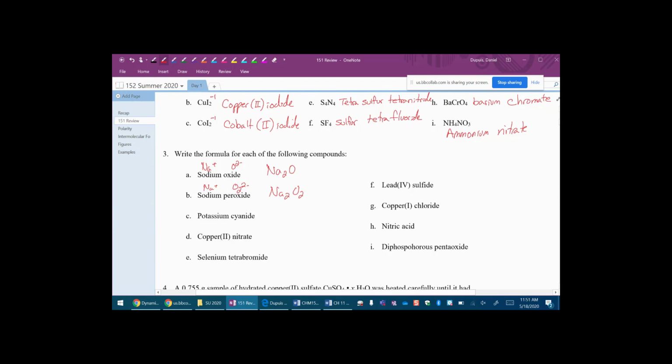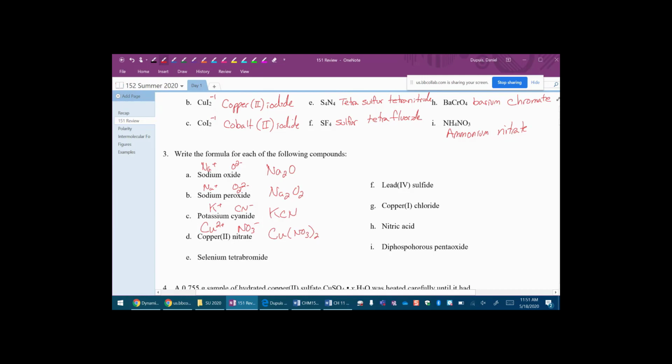And there you go. Potassium cyanide. K plus, CN minus, KCN. Copper 2 nitrate. Copper is 2 plus. Nitrate is NO3 minus. Cu(NO3)2.